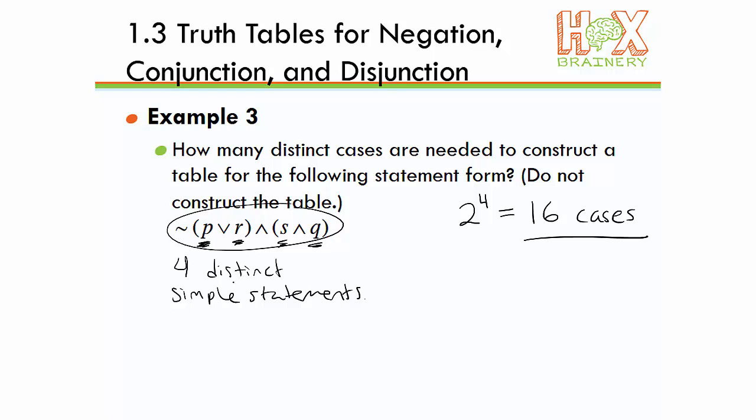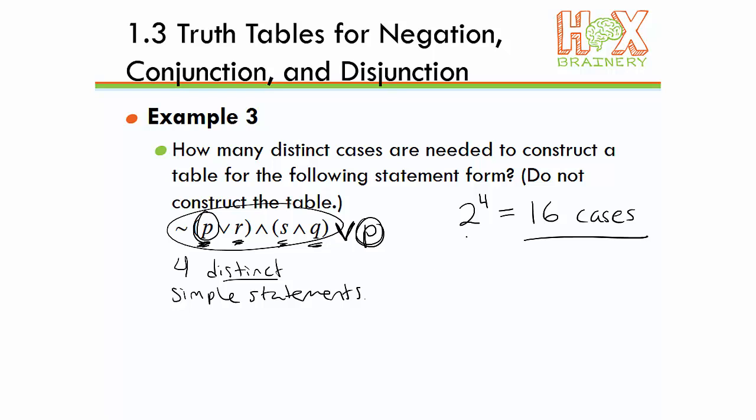And there's a couple things I want to emphasize. I'm saying 4 distinct simple statements. So let's say you have this statement form, but then maybe also you have another disjunction and another P. Well, if you have the P here and the P here, you're not going to count that twice because it's got to be the number of distinct simple statements. So if you have P twice, you're just going to list P as one particular simple statement, and it's not going to impact the number of cases.